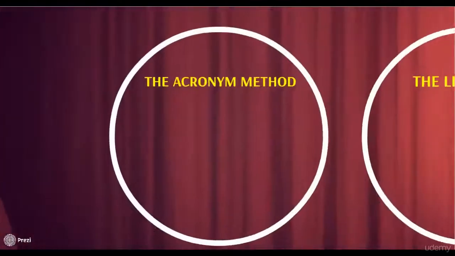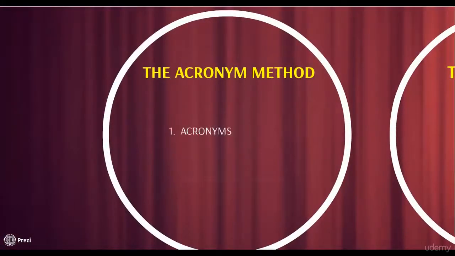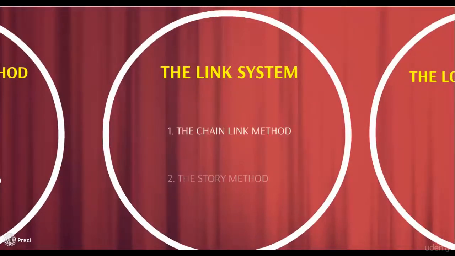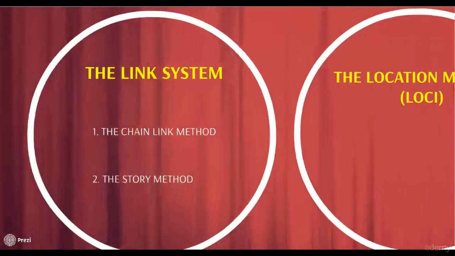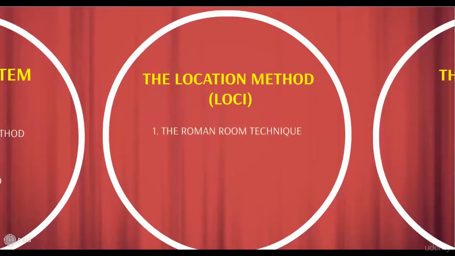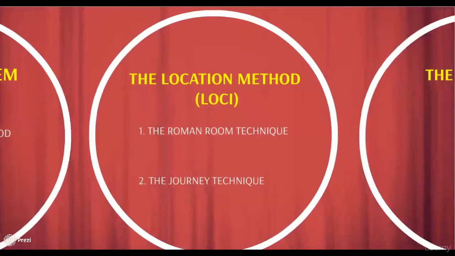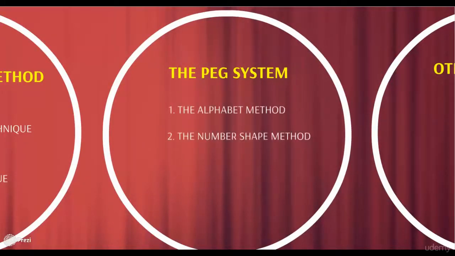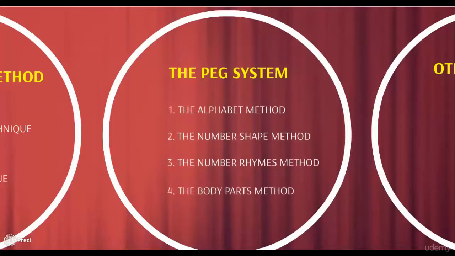The acronym system, which has two variants, the acronym method and the sentence method. The link system with the variants, the chain link method and the story method. The location method, loci, which has two variants, the Roman room technique and the journey method. Then we talked about the peg system and the most important techniques of this kind, the alphabet method, the number shape method, the number rhyme method, the body parts method, and the major system.